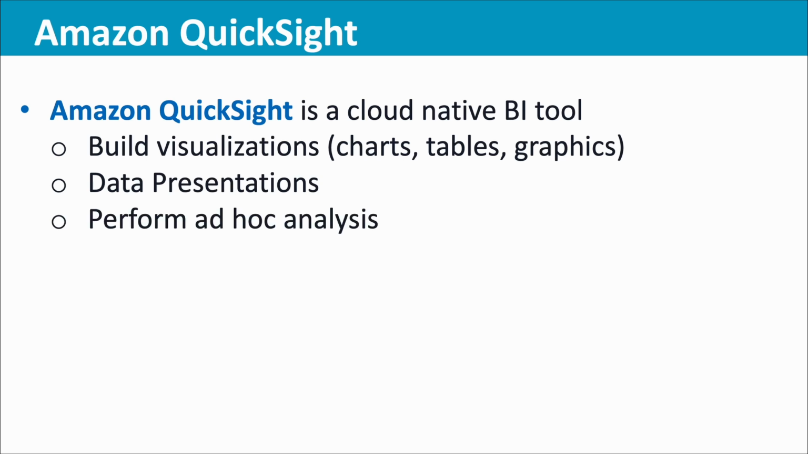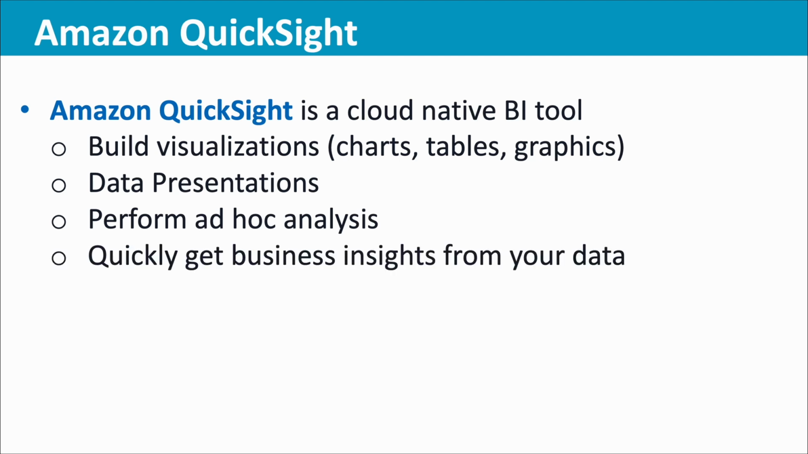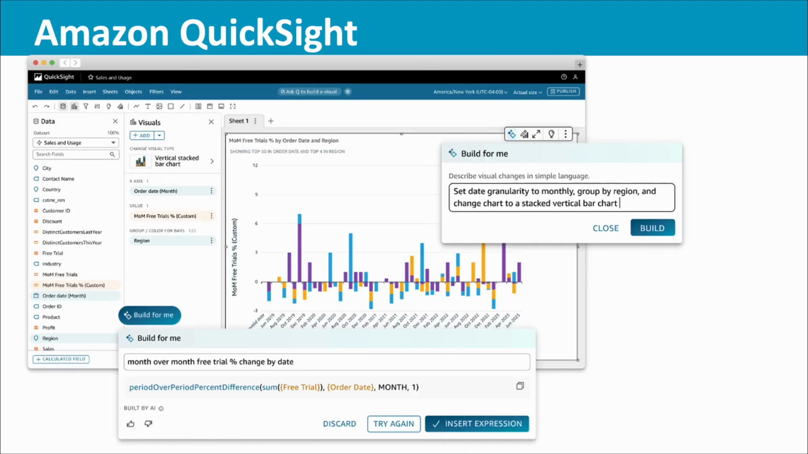You can perform ad hoc analysis as well. It is not just for creating presentable graphics and charts, but you can do analysis using QuickSight. You can also use it to get business insights from your data very quickly. So this is a snapshot of your QuickSight tool. If you have already used it, you will be familiar with this. You will have the menu on the left side, then you have the visuals. You can choose the different types of charts under visuals, and this is a chart which is created.